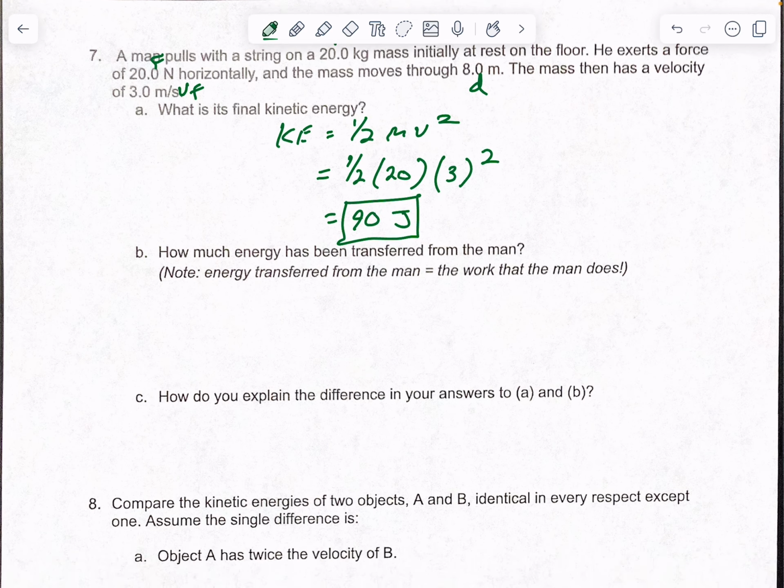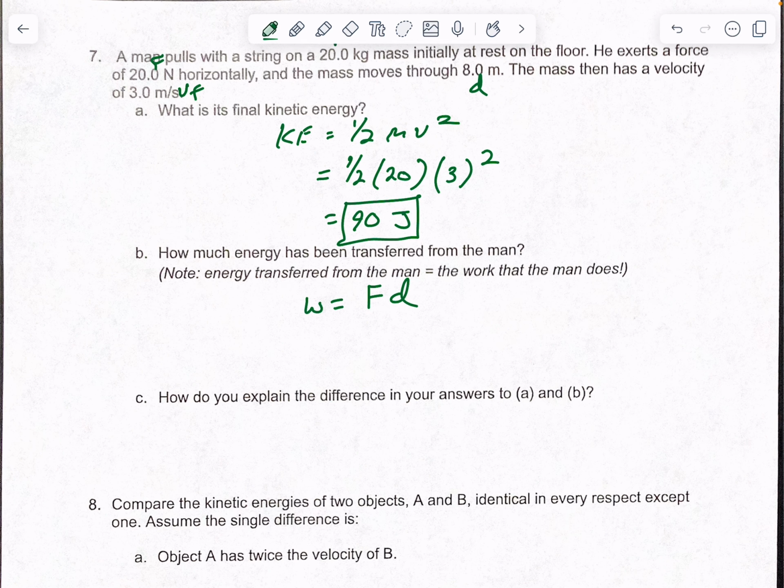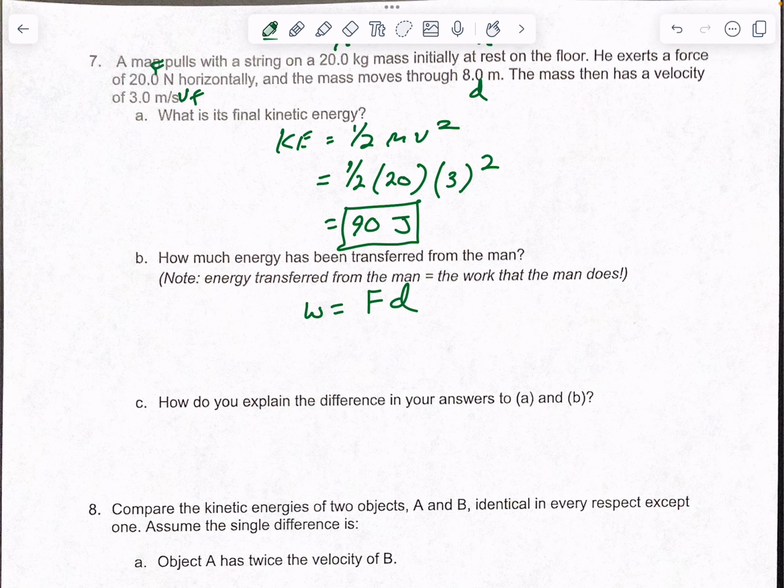Okay, how much energy has been transferred from the man? Okay, so that was the final kinetic energy. So the man is applying work. So it says, note the energy transferred from the man equals the work that the man does. Okay, so remember, work equals force times distance. Okay, so the man pulls on that object with a force of 20 newtons, and it's for a distance of 8 meters. Okay, so what you would do is you multiply those, and you get 160 joules of work.